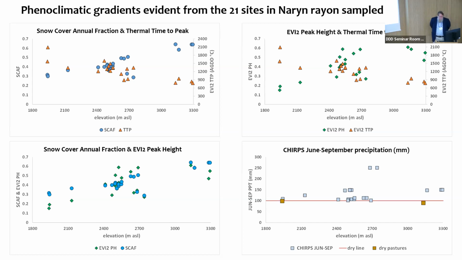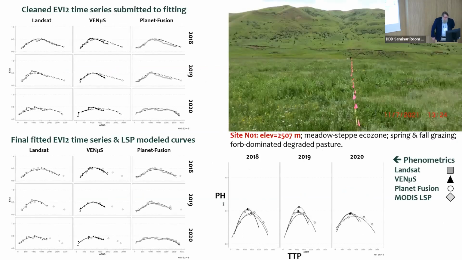Then using the CHIRPS precipitation data set, just focusing on growing season precipitation, I put in a kind of arbitrary line there of 100 millimeters of precipitation, and flagged of those sites that we sampled, the 2 that had less than, on average, 100 millimeters of precipitation during the growing season. We see one of them at a lower elevation and one of them at a higher elevation. It's in contrast with the Atbashi region.